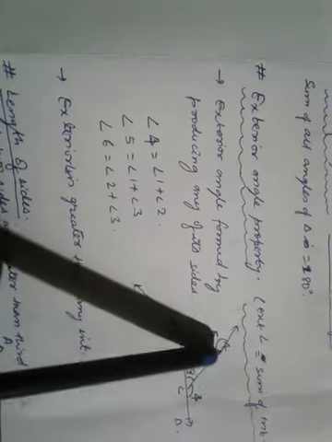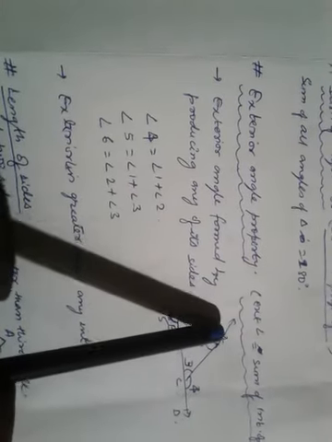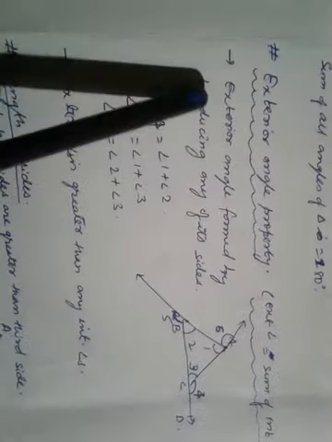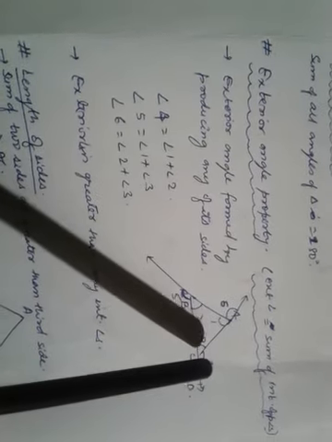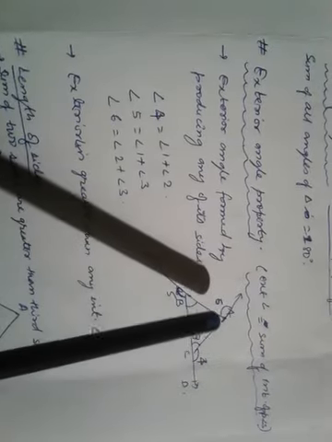The interior angles are 1, 2, 3, but the interior opposite angles are 1 and 2. That's why this 4 is equal to the sum of 1 and 2. Like this, 5 is the sum of 1 and 3, and 6 is the sum of 2 and 3. So again, the exterior angle is equal to the sum of the interior opposite angles.